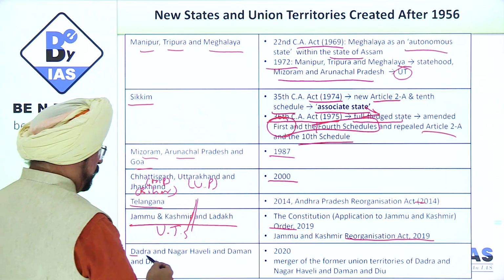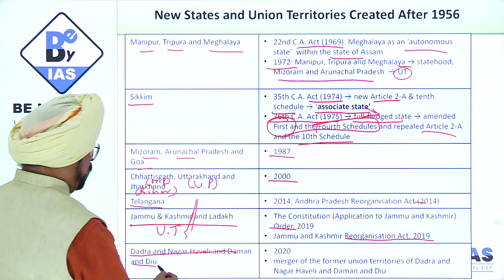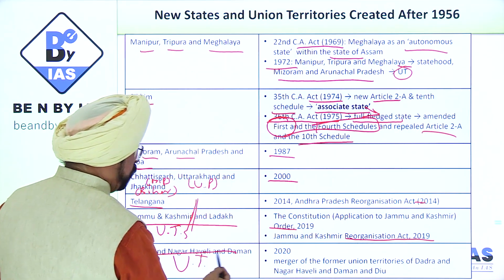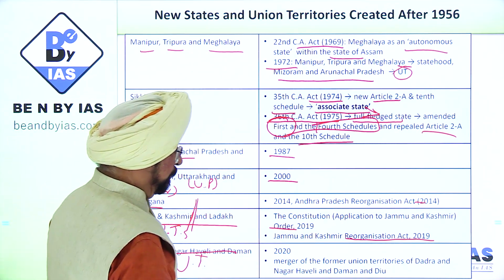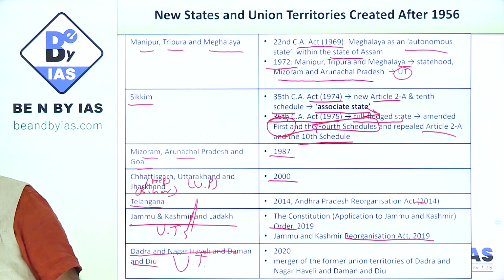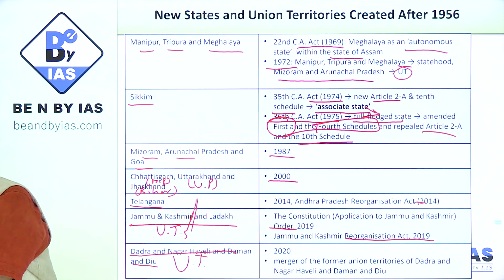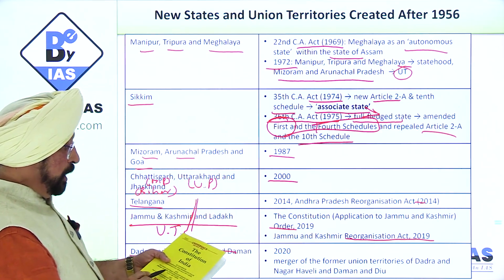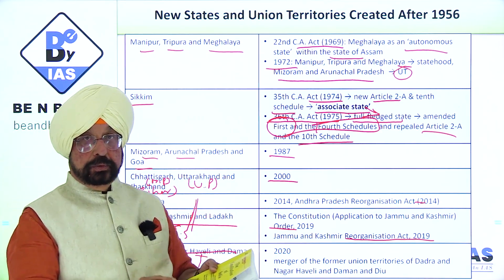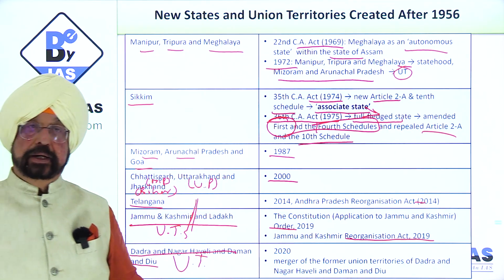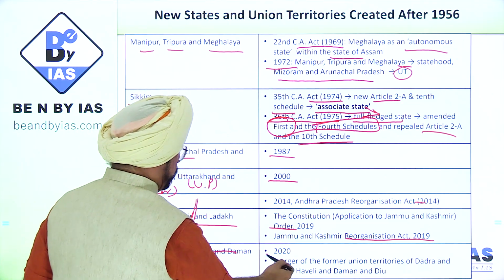Similarly, Dadra and Nagar Haveli and Daman and Diu were made a single UT by way of a constitutional amendment, and that amendment is through an act, the Dadra and Nagar Haveli and Daman and Diu Merger of Union Territories Act. So it was a merger and came into effect in January 2020.